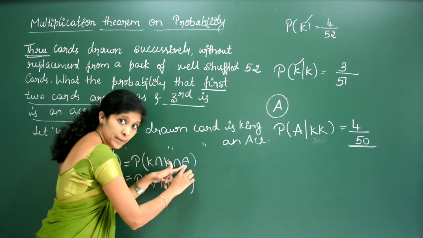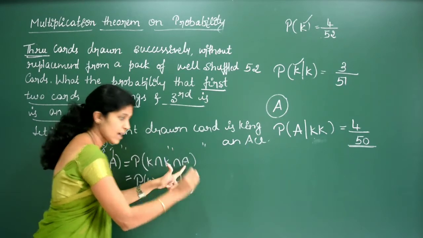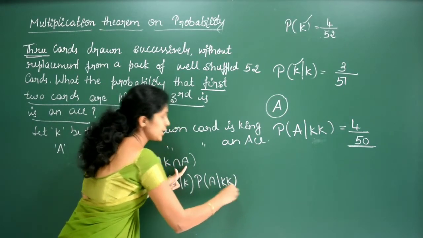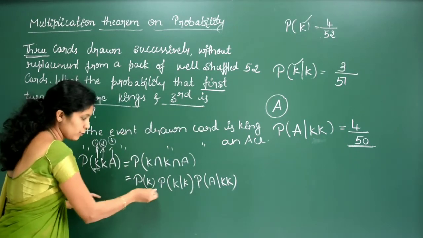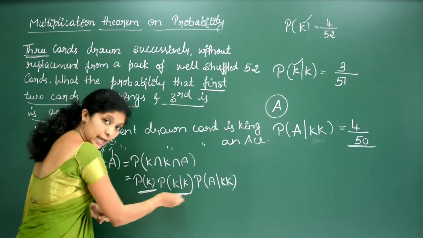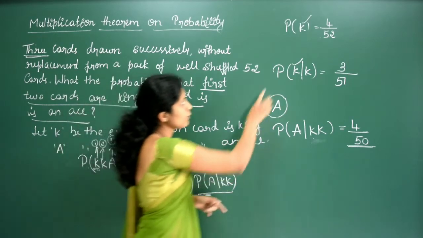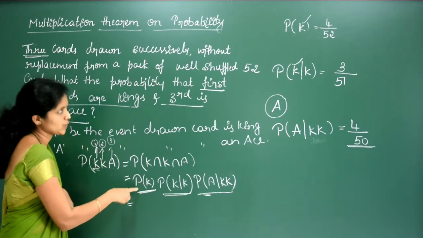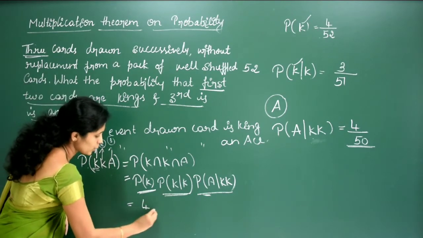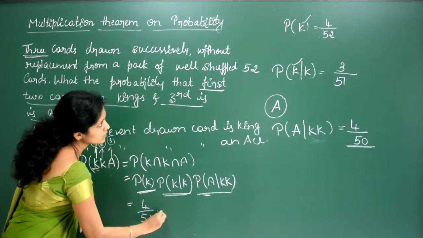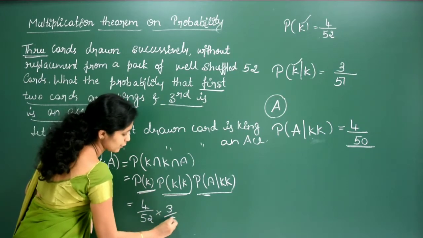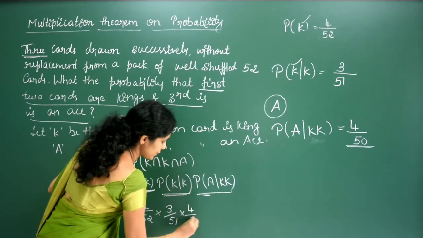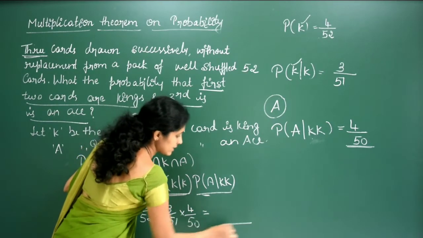Next will be P of A where K and K are occurred, so that is P of A by K intersection K. So that it will be easy. First you have to find P of K, then P of K by K, then P of A by K intersection K. Is it clear? Now finally we need to substitute here. P of K is 4 by 52 into P of K by K is 3 by 51 into P of A by K intersection K is 4 by 50. Now you need to simplify and write the final answer.